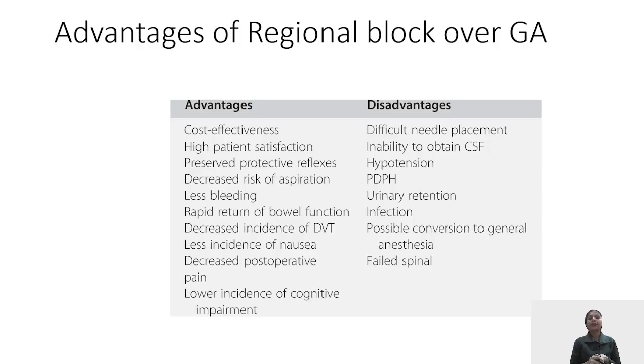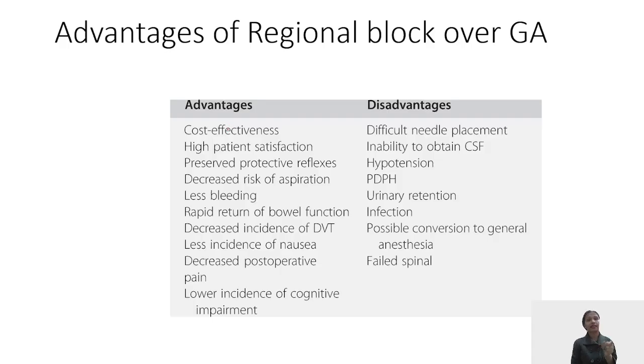Moving forwards to the regional blocks. Why are regional blocks so important over general anesthesia? First, it is cost effective. Patient satisfaction is more. You can provide analgesia to the patient even after the operation. You protect the reflexes. There is no airway manipulation. You don't have to take away those protective airway reflexes of the patient.